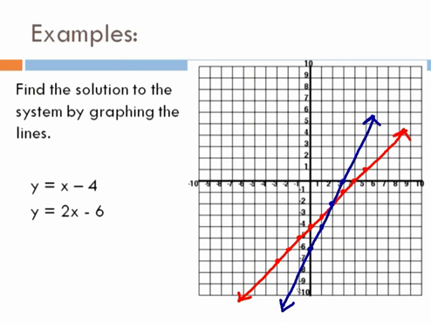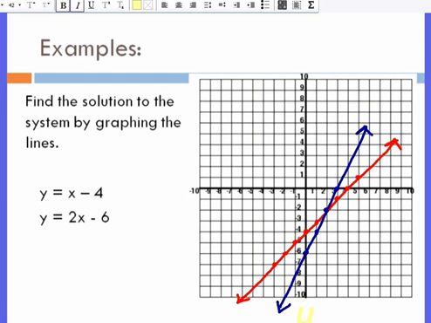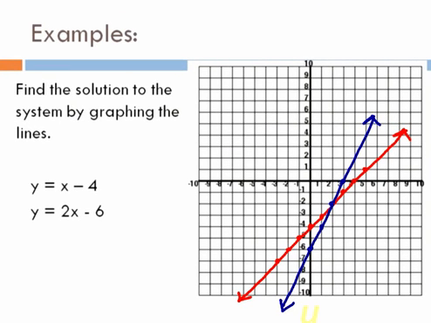Alright, there we have it. We can see here that these lines intersect again. So we have one unique solution right here. And that ordered pair is 2, negative 2. 2, negative 2 is our solution there.